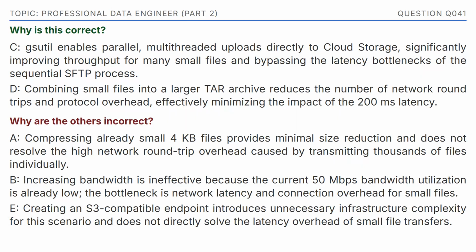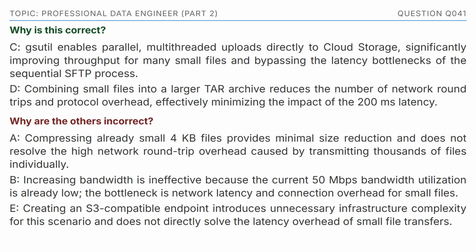Why is this correct? C. gsutil enables parallel, multi-threaded uploads directly to cloud storage, significantly improving throughput for many small files and bypassing the latency bottlenecks of the sequential SFTP process. D. Combining small files into a larger TAR archive reduces the number of network round trips and protocol overhead, effectively minimizing the impact of the 200 milliseconds latency.